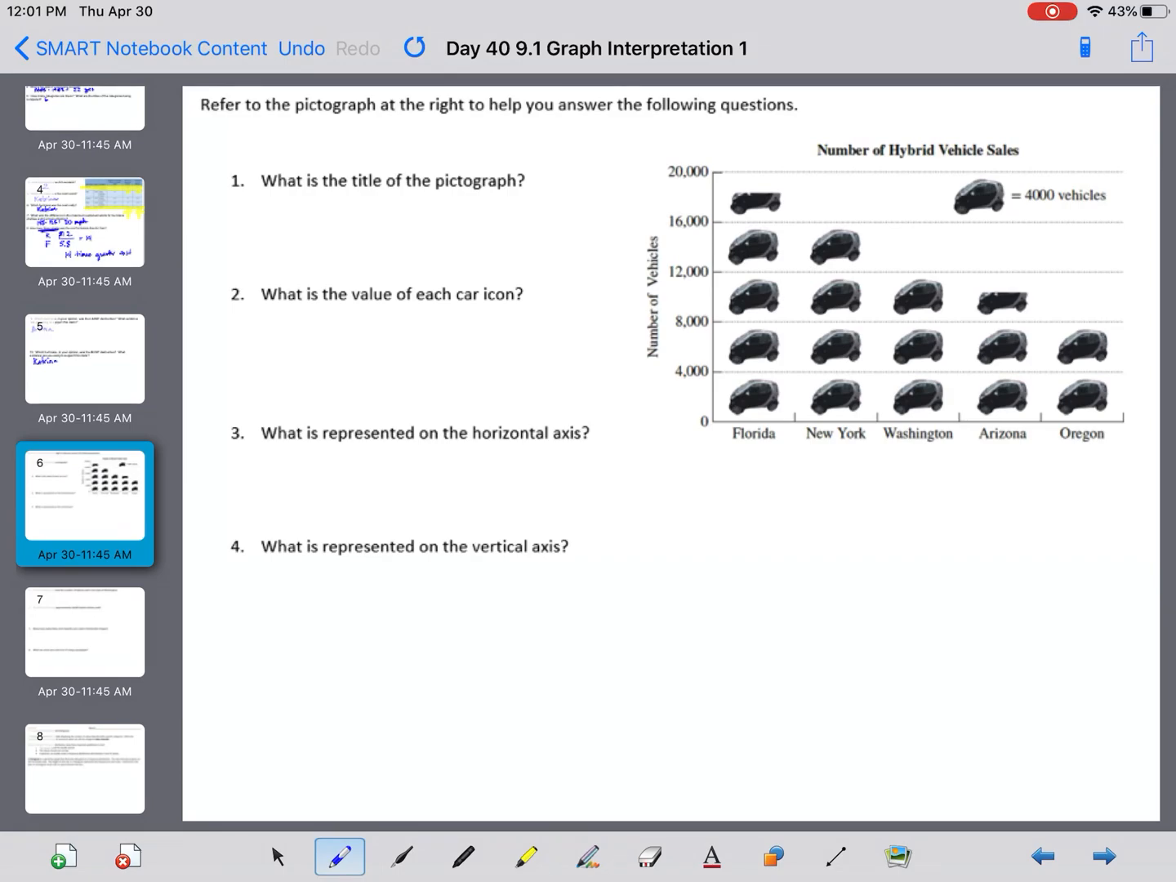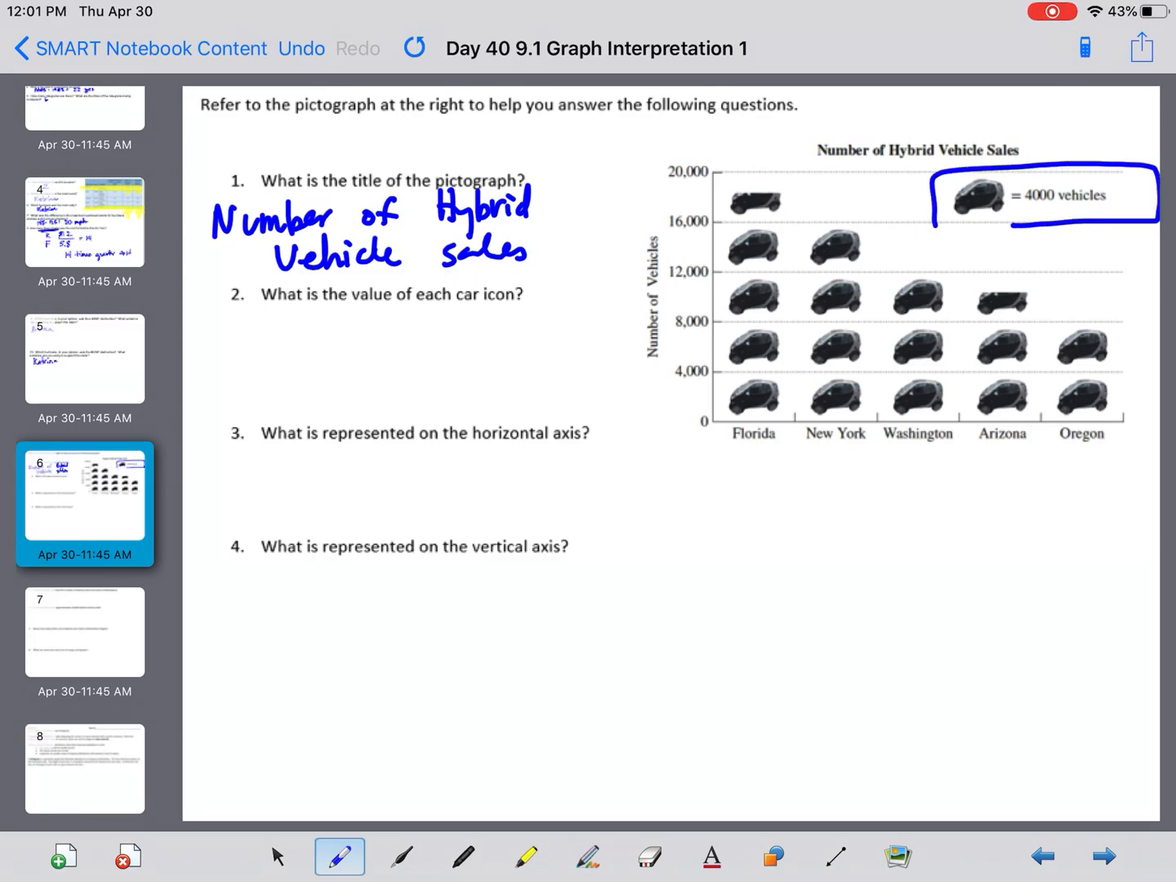All right, next one up, let's take a look at this pictograph. So pictographs are kind of fun. They're just neat looking. They're visually appealing here. But let's see what we have as far as these questions go. So what is the title of our pictograph? So this is going to be our number of hybrid vehicle sales.